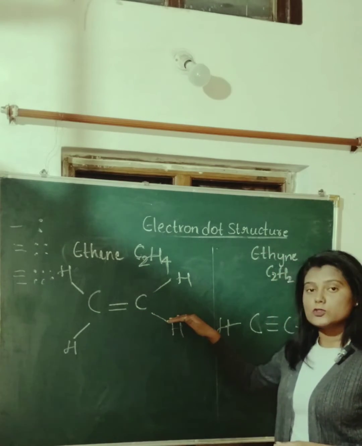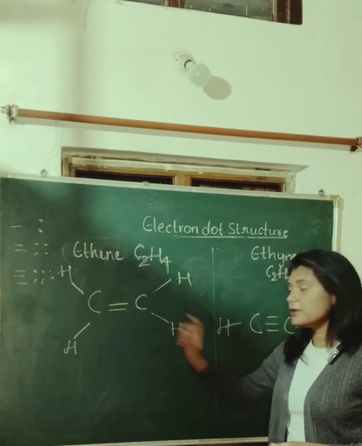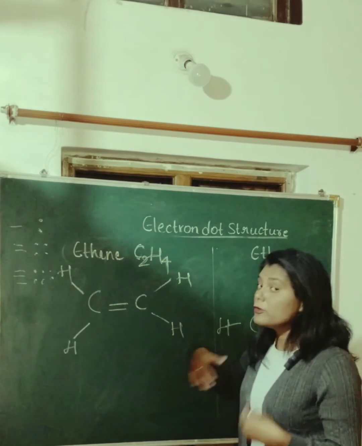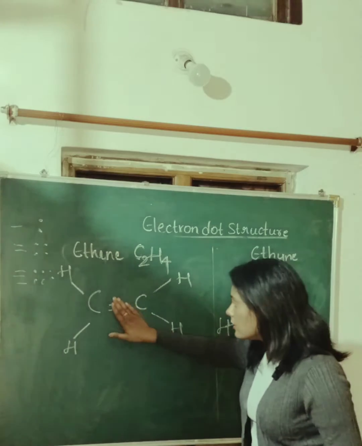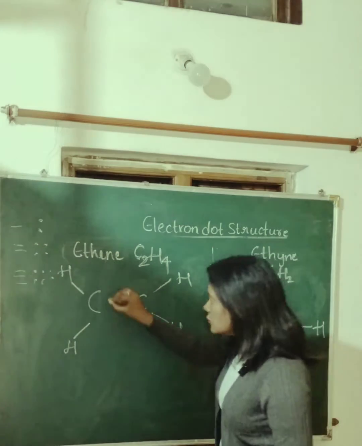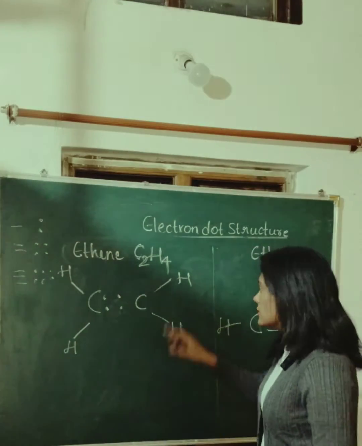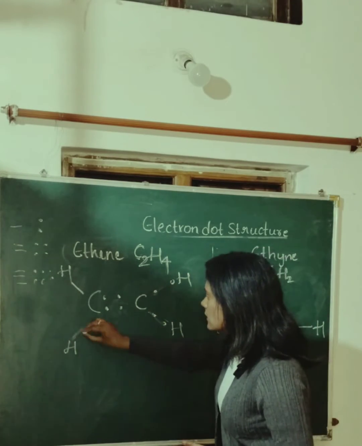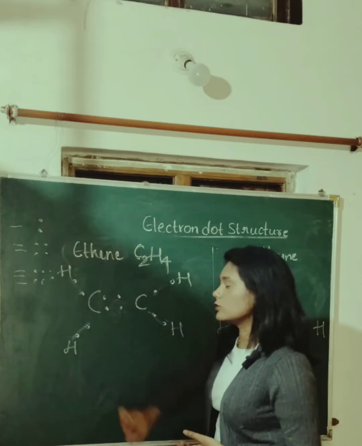So this is going to be the structure of ethene, where the double bond is placed between the carbon atoms, and single bonds are also placed. To write the electron dot structure, we have to remove the bonds. Here the double bond was there, so just place 4 electrons. Here a single bond is there, so just place 2 electrons, 2 electrons, 2 electrons and 2 electrons.